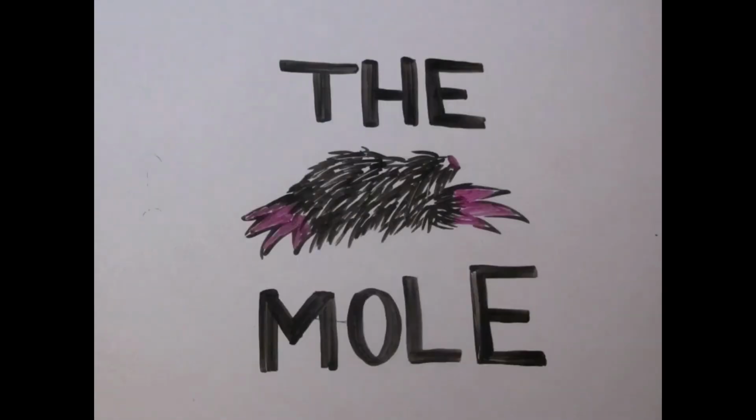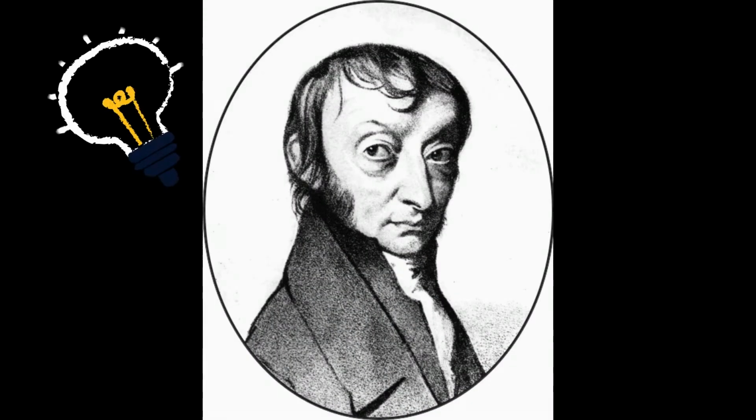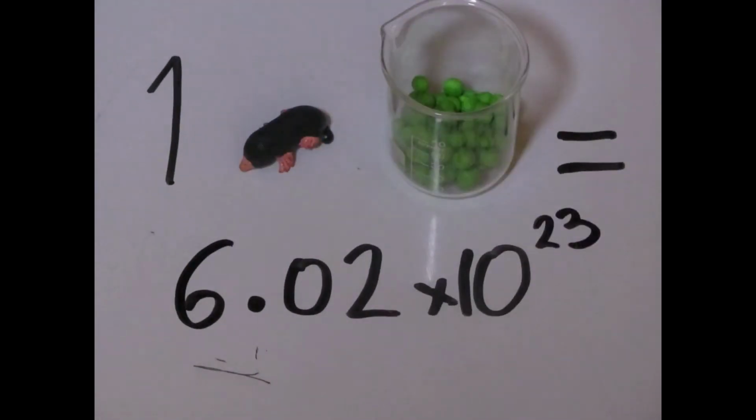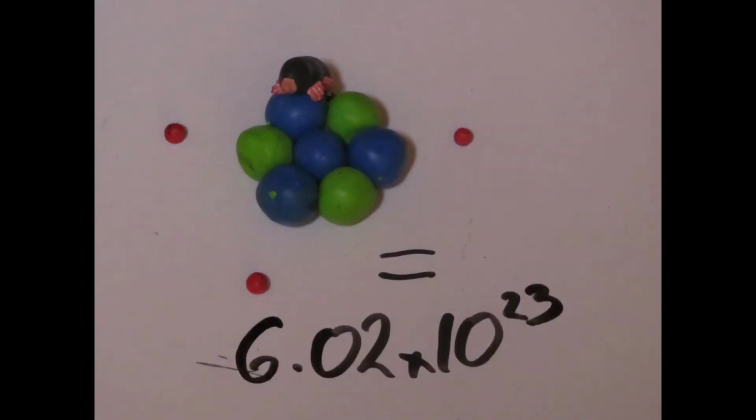But let's move on to something else. Introducing the mole. It's actually a quantity, named after this guy, Avogadro. But moles are pretty cute. Here's Ava the mole. He will be helping us on our journey today. 1 mole of any substance is equal to 6.02 times 10 to the 23. That is a lot of stuff in just one little mole. So 1 mole of our lithium atom is 6.02 times 10 to the 23 lithium atoms.